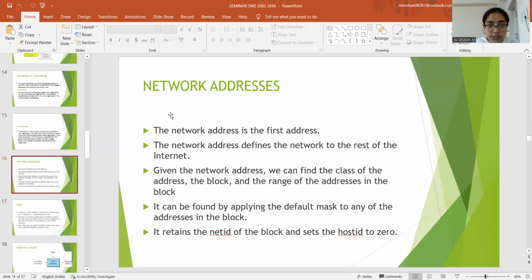What are network addresses? The network address is the first address. The network address defines the network to the rest of the internet. Given the network address, we can find the class of the address, the block, and the range of the addresses in the block. It can be found by applying the default mask to any of the addresses in the block. It retains the net ID of the block and sets the host ID to 0.